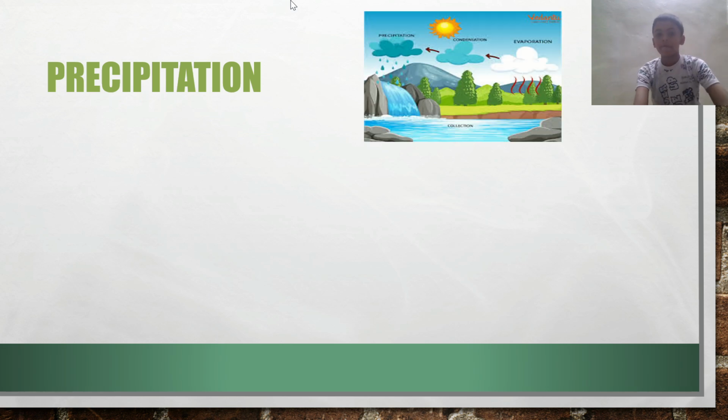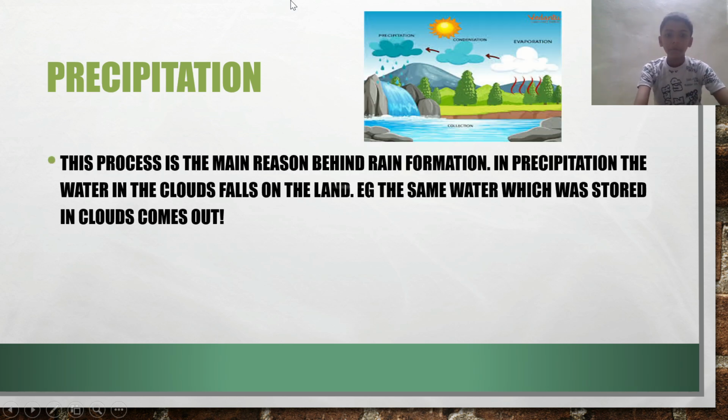Next is precipitation. This process is the main reason behind the rain formation. In precipitation, the water in the clouds falls on the land. For example, the same water which was stored in the clouds comes out. Not only water, guys. When the clouds release water, if the temperature is normal, then it comes in the water state. But when the temperature is cold, then it can come in the state of solid, which we can say is hailstones or snow.